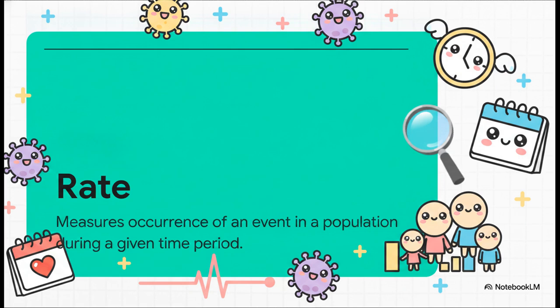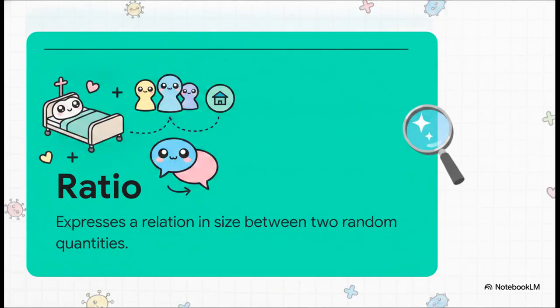For example, a death rate takes the number of deaths in 1 year and divides it by the mid-year population. This standardizes the number, allowing us to track risk accurately over time. A ratio, on the other hand, gives us perspective. By comparing two distinct, sometimes entirely separate quantities, like the number of available hospital beds compared to the wider population, it exposes just how stretched our resources might be during a sudden crisis. It simply expresses a relation in size between two random quantities, where the numerator is not necessarily a component of the denominator. It's essentially a quick snapshot of capacity versus demand.